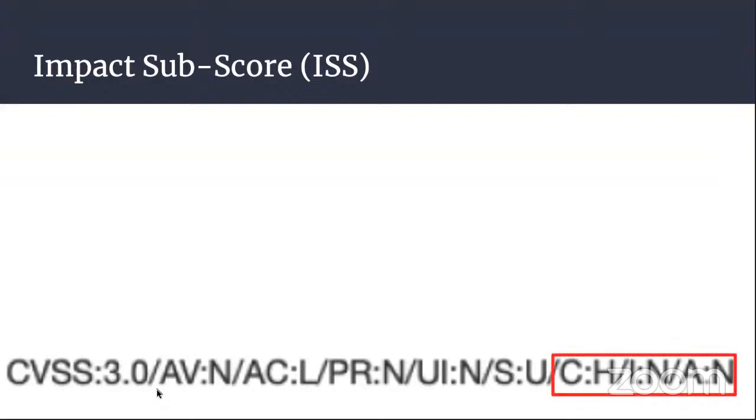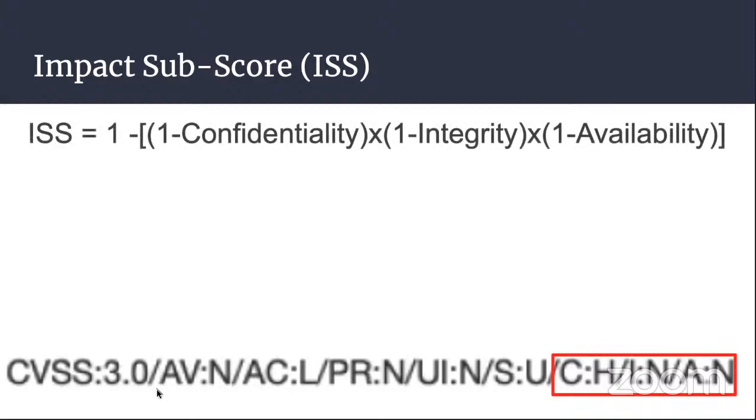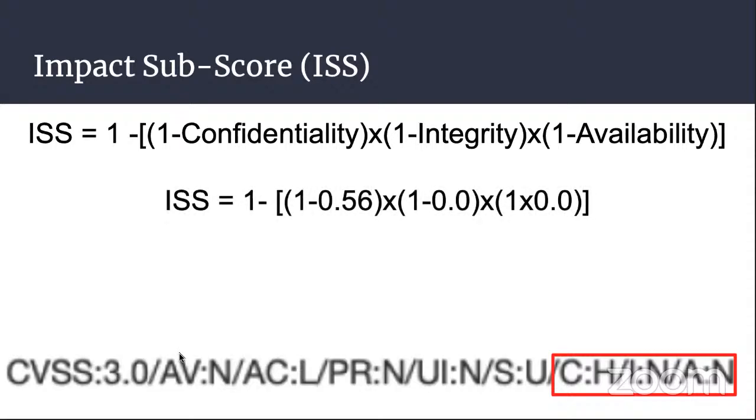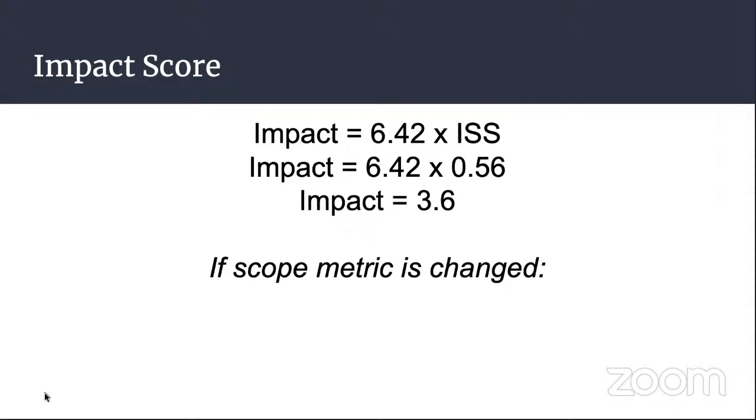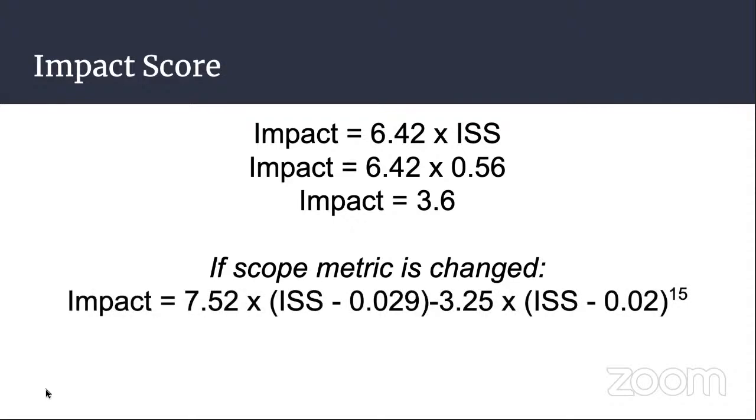Well, there's those 3 that we need to figure out the impact subscore. So replace those with their numbers for a total of 0.56. We take the impact score and add what we got from the last to come up with 3.6. If the scope metric changes, then we have to use a different formula to figure this out.